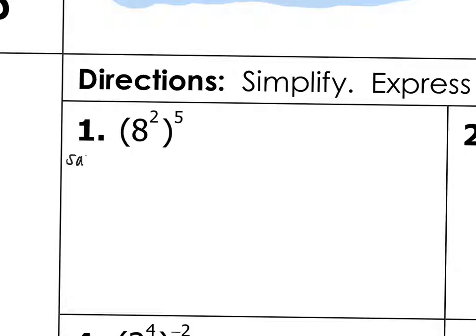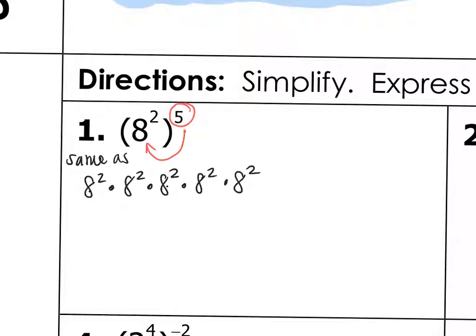This is the same as saying 8 squared times 8 squared times 8 squared times 8 squared, 1, 2, 3, 4 times 8 squared. 5 of those. That's what the exponent is telling you, that it's 5 of these multiplying to each other, which is 8 times 8 times 8 times 8 times 8 times 8.